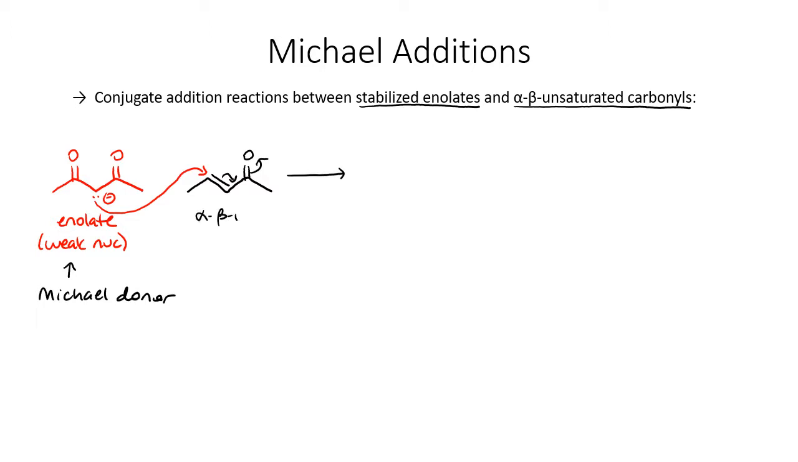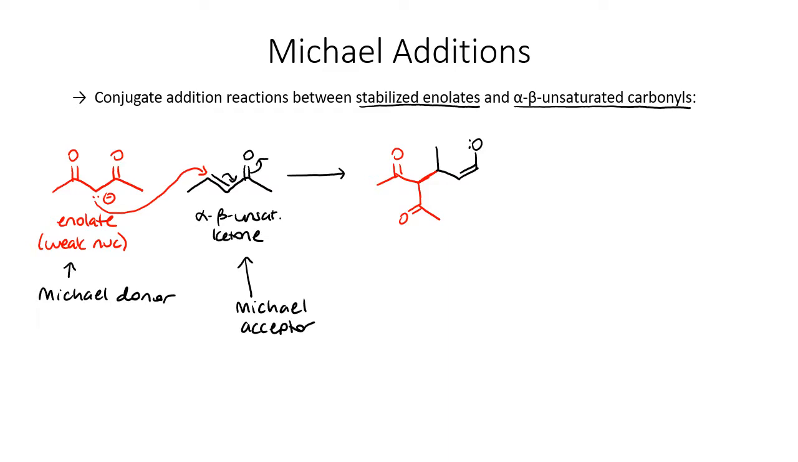Now, this alpha-beta unsaturated ketone is known as the Michael acceptor, since it's accepting the electrons. Ultimately, we are creating a new carbon-carbon bond between two fairly large molecules. So our new bond is located here.